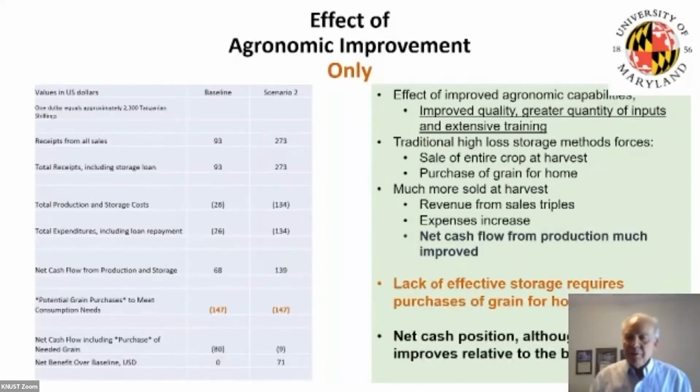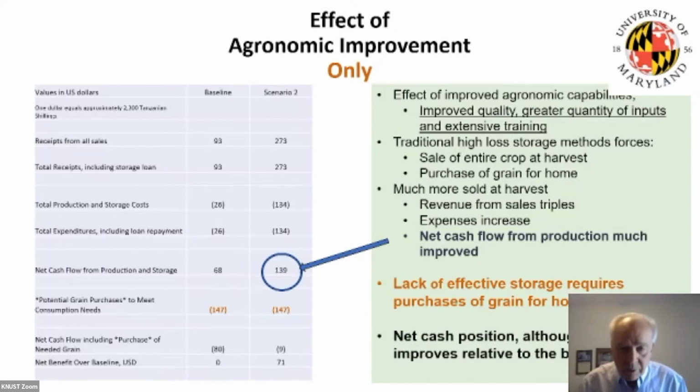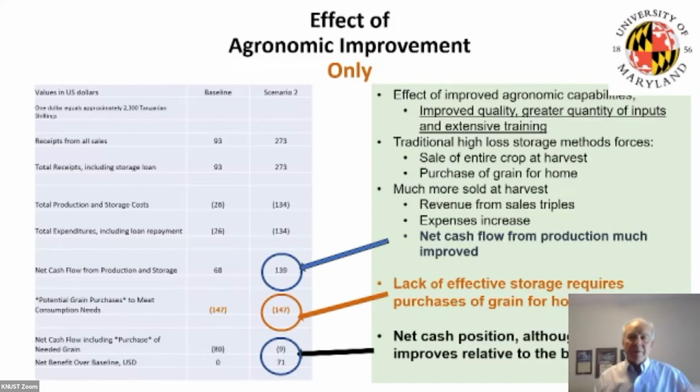If we look at agronomy only, we see better quality inputs, and I'm going to move through these numbers quickly. What happens is receipts from production go up to 139, but we're assuming here there's no improved storage even for the household. So the farmer still needs to buy grain back during the year because they've sold all the grain. They have more grain, they still sell it all at harvest. The net position is still an improvement over the base case, but again, the net cash position is relatively low.